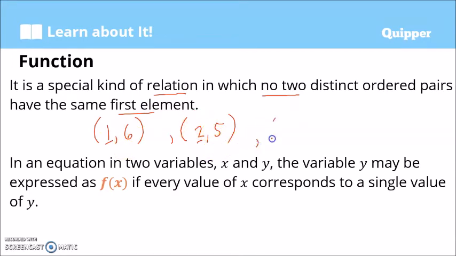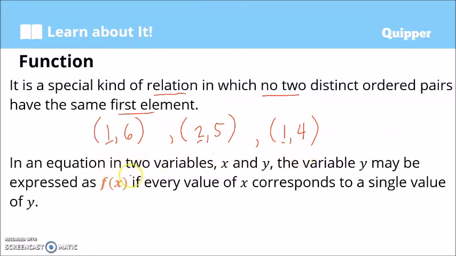However, if we add another ordered pair, and let's say we have (1, 4), notice that we have the same first element, which is 1 and 1. Therefore, this is not a function already.